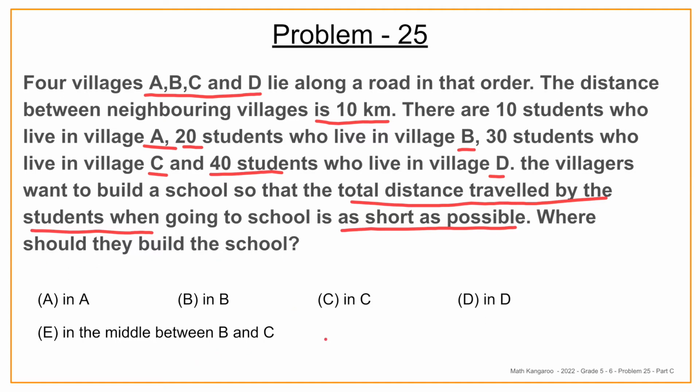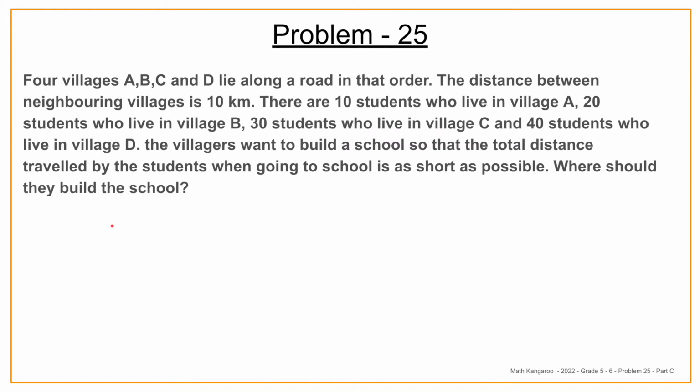These are our options. This is a question we will solve using median and cumulative count. Let us solve it now. So we know from the problem, village A has 10 students, village B has 20 students, village C has 30 students, and village D has 40 students. Now let's imagine lining up all the students from village A to D and putting a number sticker on each student's back in sequence. This will be our cumulative count.